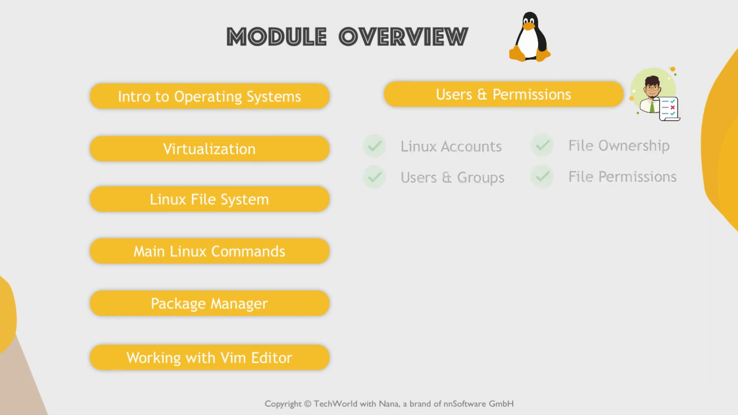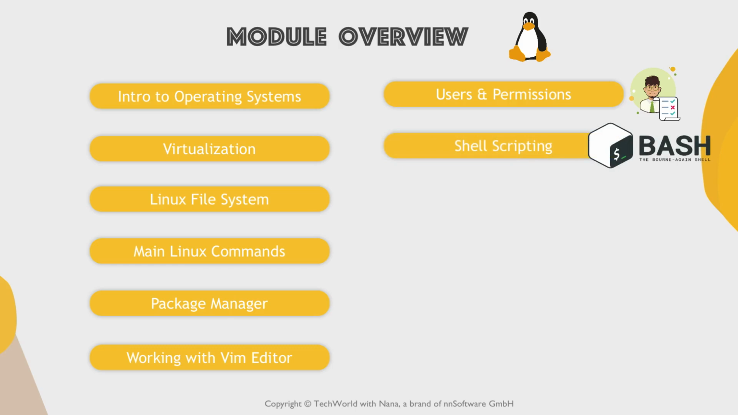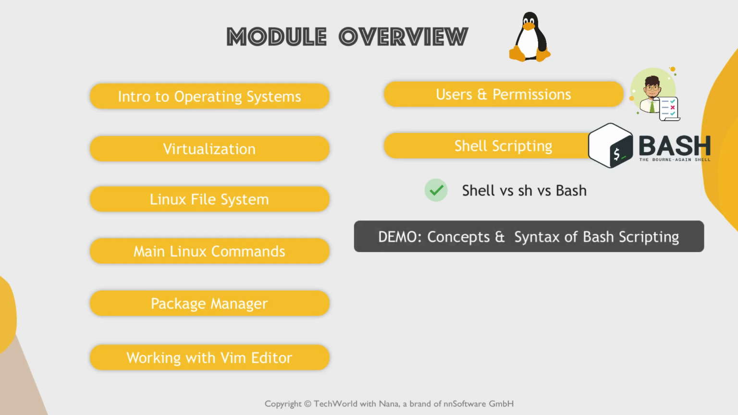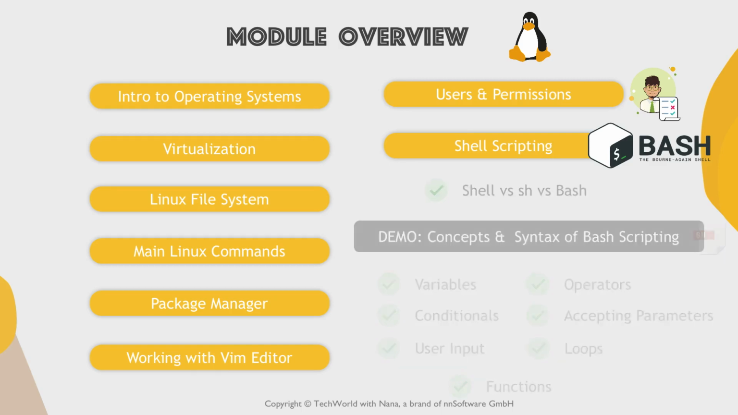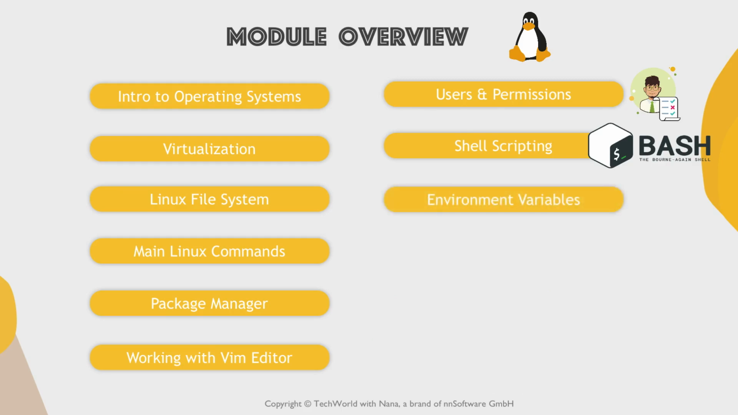Then we will dive into shell scripting and bash scripting in particular. You will learn what is shell and bash to get a good understanding on how to work with them. And we will see all the core concepts of advanced bash scripting like variables, conditionals, operators, how to make your script customizable and reusable by accepting parameters, how to read user input, concept of loops, and how to use functions to structure your code, make it more maintainable and reusable. Then we move on to environment variables in operating systems, what they are and when do we need them.